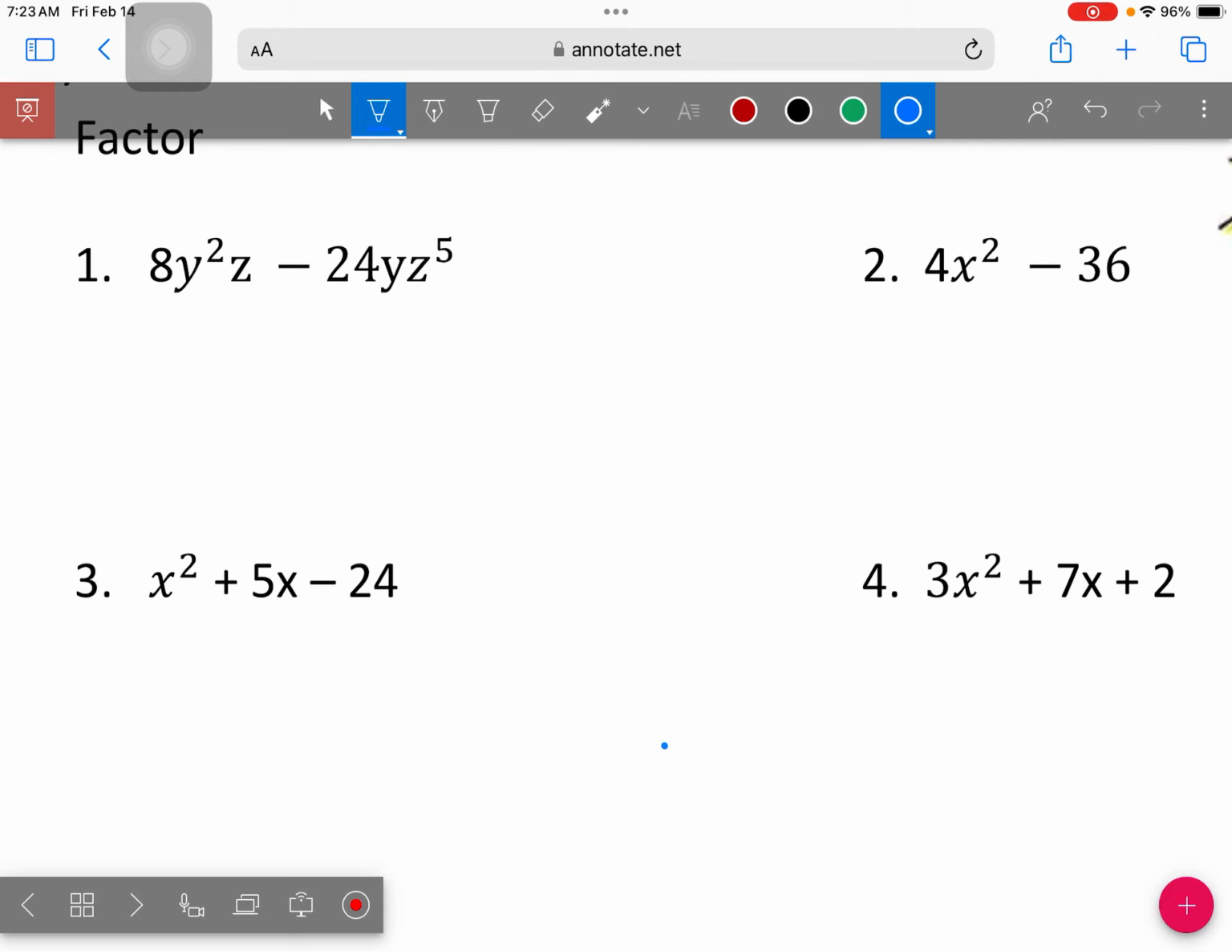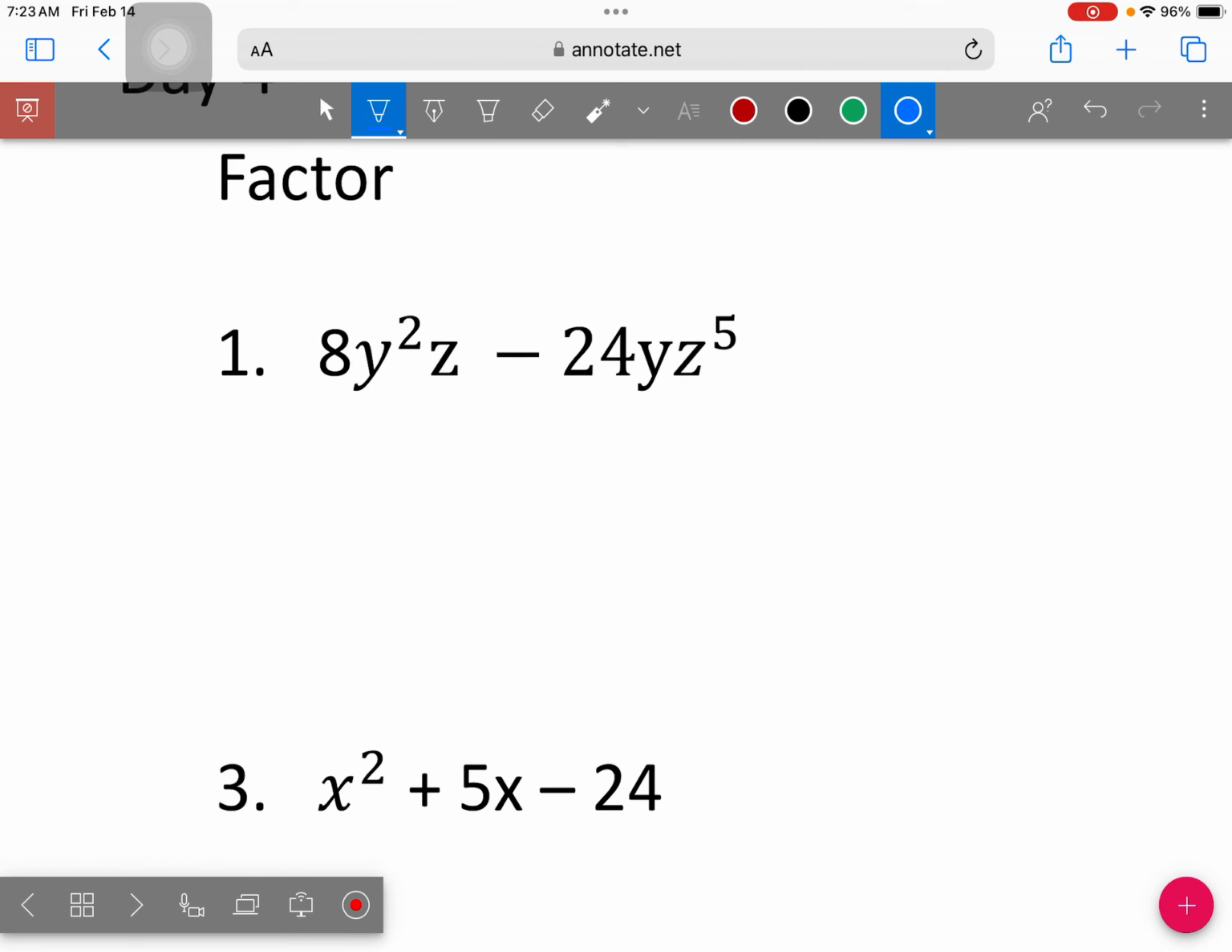All right, so number 1. It says to factor. What is the very first thing I need to do when trying to factor? Anybody? Look for a greatest common factor.